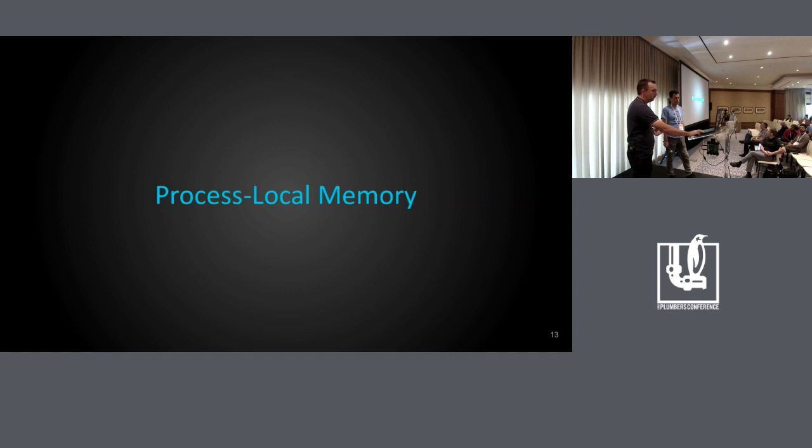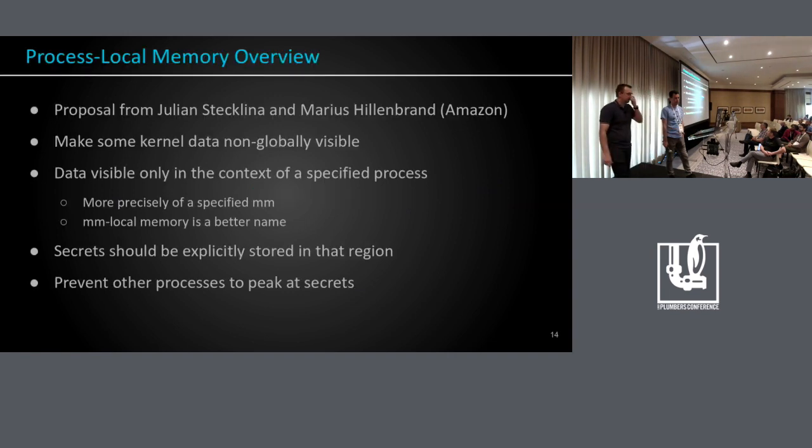So another approach, which was proposed by Julian and Marius from Amazon, is to have some kernel data non-globally visible. So this is another way to tweak the kernel page table, and make some data only visible in the context of a specified process. Actually, there was a comment about that. It's more precisely about a specified MM.